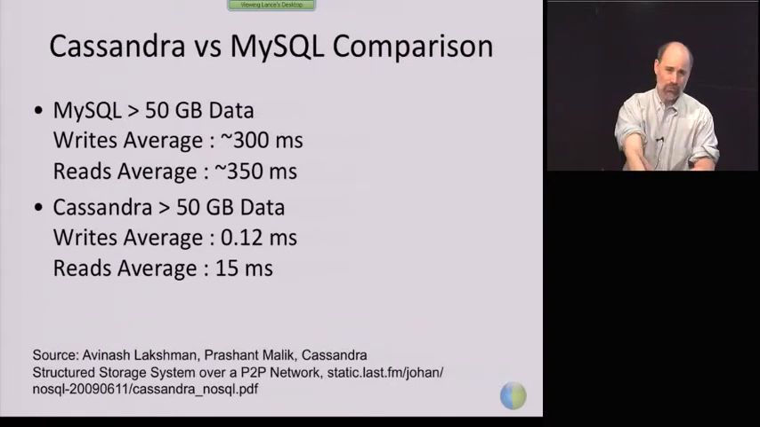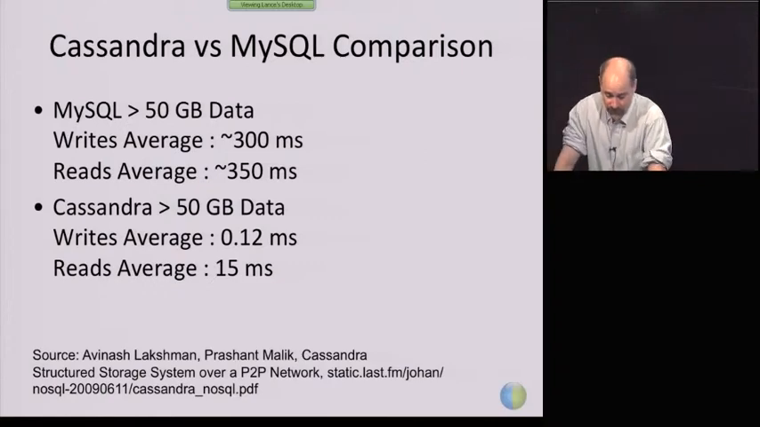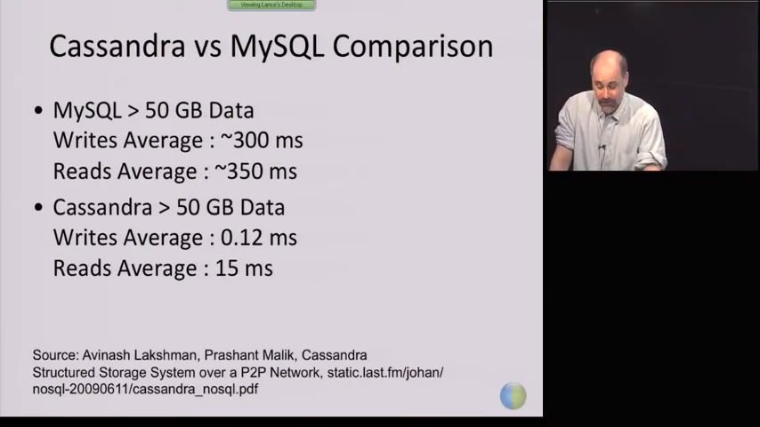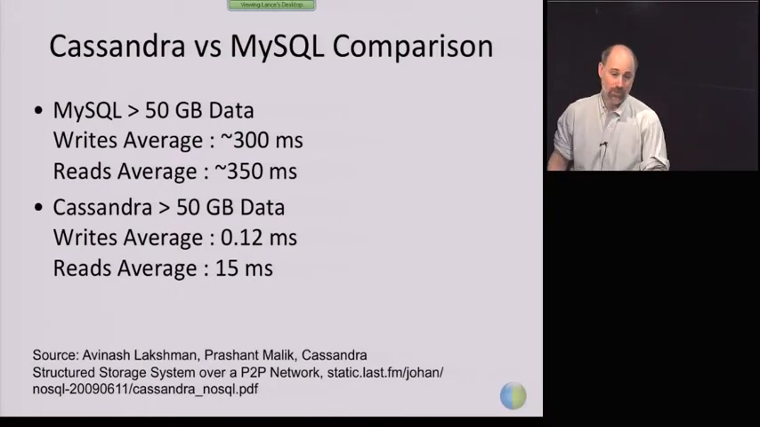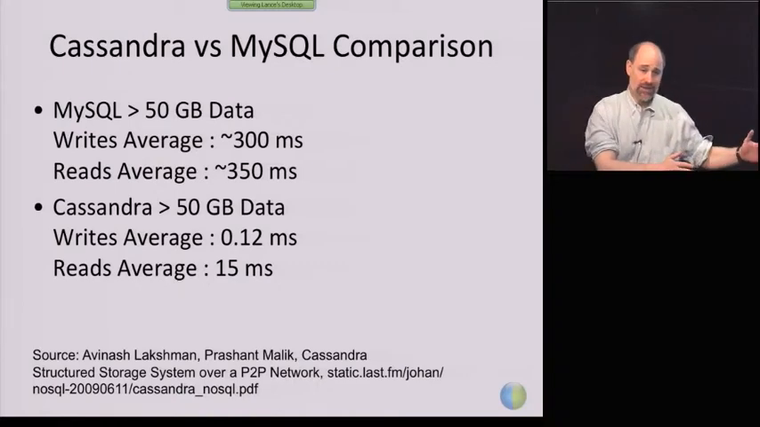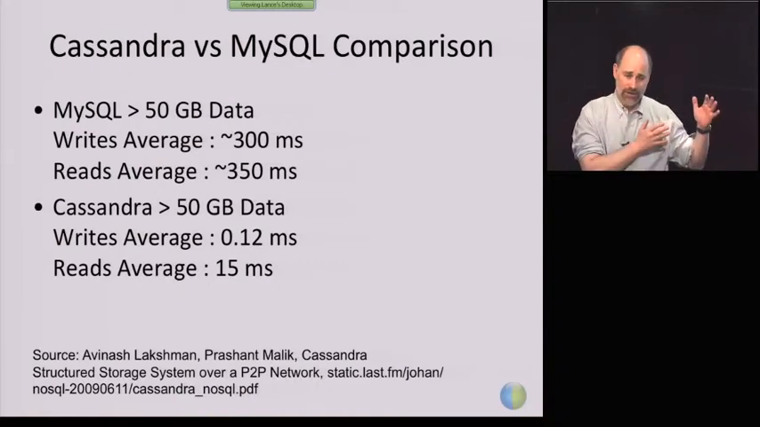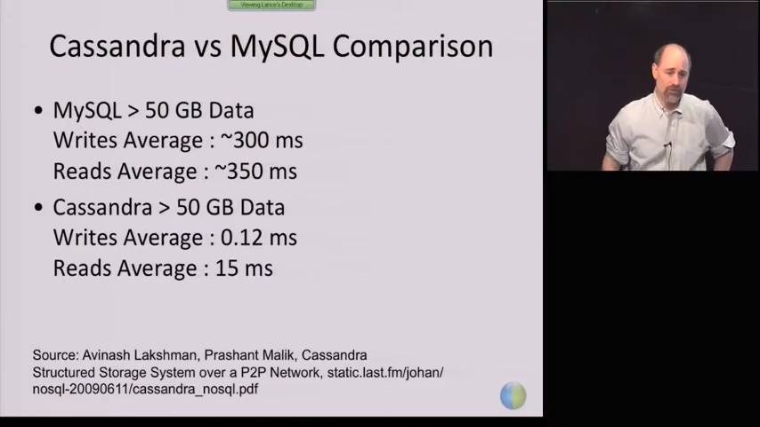So why does this matter? These aren't my benchmarks. If I have a distributed MySQL, say on 50 gigabytes of data, it might take 300 milliseconds to write and 350 milliseconds to read. In Cassandra, in the same way, I could reduce that dramatically. Now, it's conservation of difficulty. I don't have the ACID semantics that are required, but in scientific computing, we often don't need that.